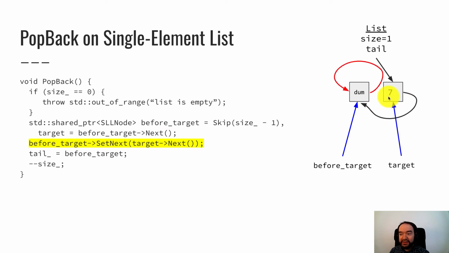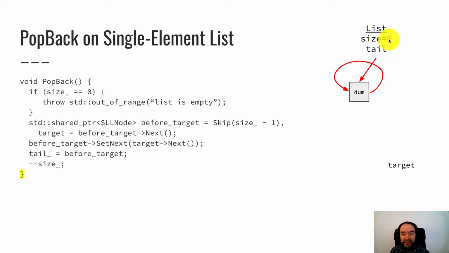Before target, set your next to target next. Okay, so before target, next pointer becomes target next. Target's next is the dummy, so it's a little bit complicated, but dummy's next becomes a pointer to dummy itself, and that's correct because an empty list should have the dummy node pointing at itself. Tail points at before target, which is the dummy node, and that's correct. Size minus minus, size gets decremented from 1 to 0. And then again, when the pointers go out of scope, that last node gets removed, and we're left with just a correct empty singly linked list.